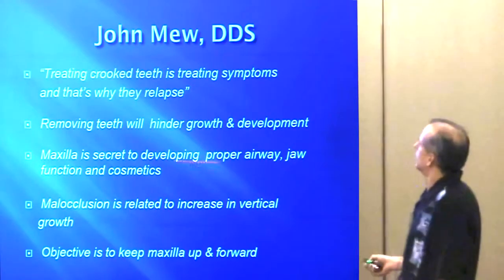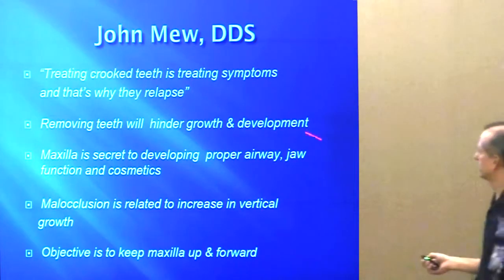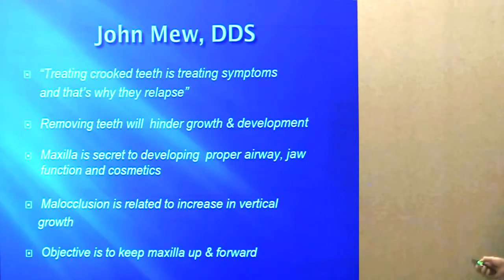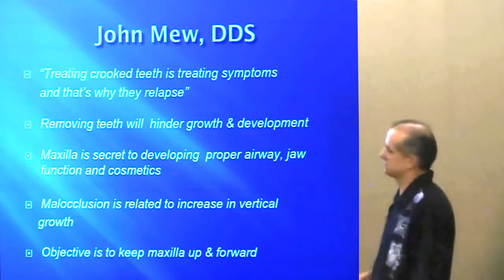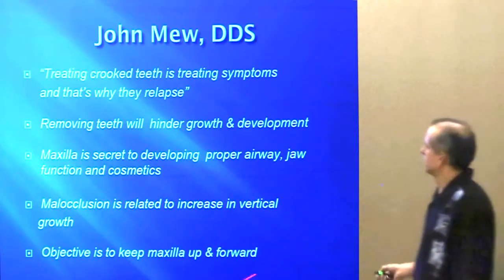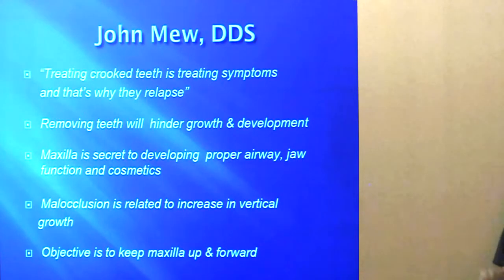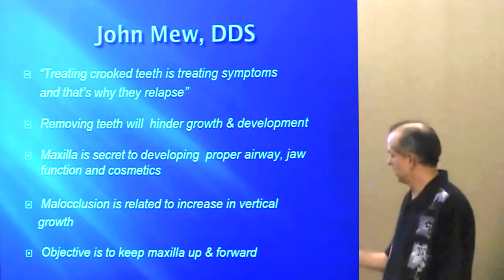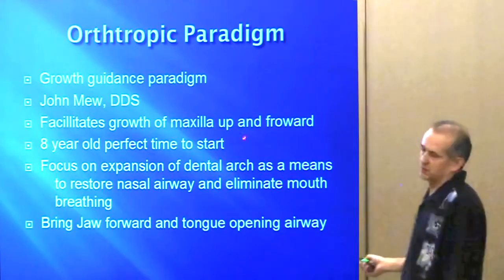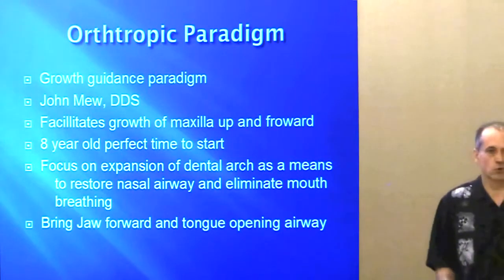So he said that treating crooked teeth is treating symptoms, and that's why they relapse. Removing teeth would hinder growth and development. Maxilla is the secret to developing proper airway, jaw function, and cosmetics. The secret is this. He's saying maxilla is always the key. The malocclusion is related to the increased vertical growth. So the object is keep the maxilla up and forward. So the whole object is understanding what normal is, or what healthy is. Not what normal is, what healthy is, what a healthy maxilla and what facial structure is supposed to look like. So it was a growth guidance paradigm. So he was teaching how do you push the system to grow in a more normal, healthy way.